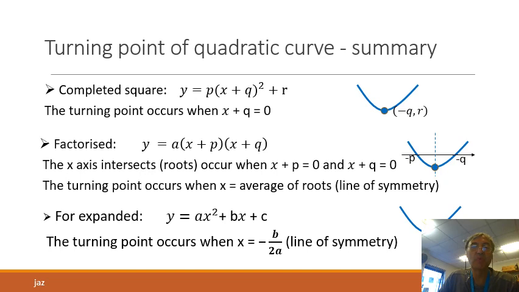And so as a summary, we can find the turning point of a quadratic by writing the quadratic in completed square form, in which case we get the turning point by taking the y value as the r, and the x-coordinate as the value of x that makes the bit inside the bracket 0. If we're in factorized form, we can get the roots from solving x plus p is 0 and x plus q is 0, and then the x-coordinate of the turning point is the average of those two roots. And if we have just a polynomial form, the formula x equals minus b over 2a will give us the line of symmetry, and so the x-coordinate of the turning point.